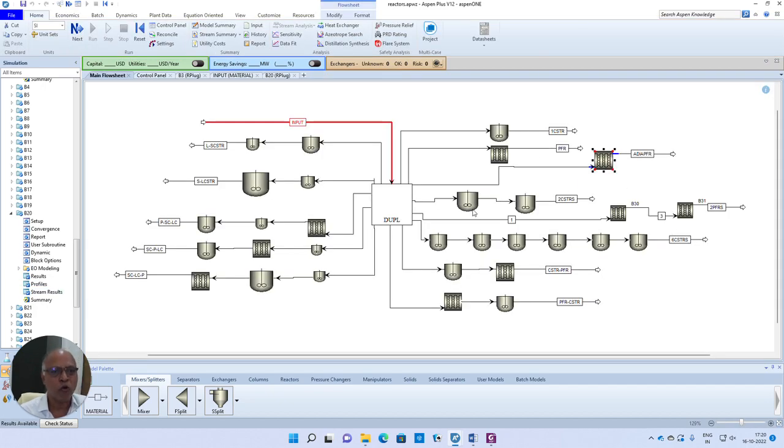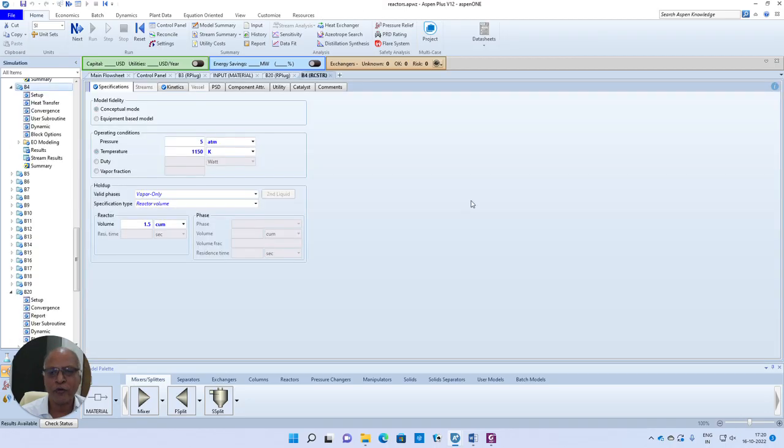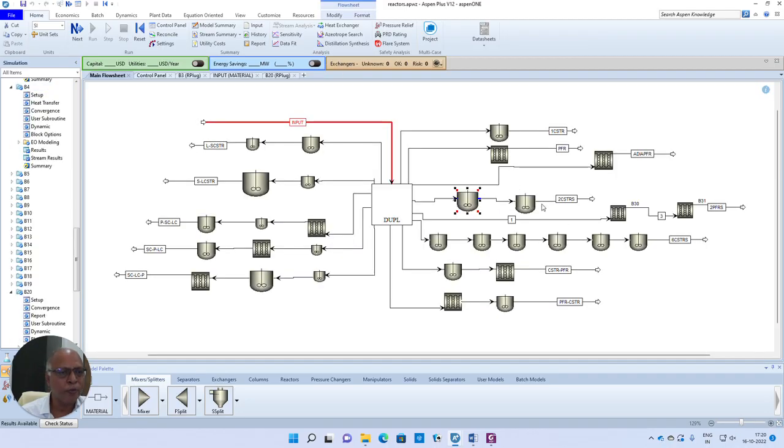Now what I am trying to do is conduct this reaction in 2 CSTRs connected in series, each one with 1.5. So when I do this, what will be the conversion that I can expect from these 2 CSTRs? The total volume is similar to the volume of this single CSTR. Now you can see the result of this.